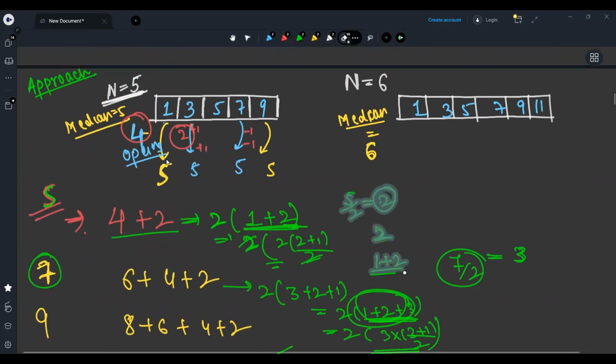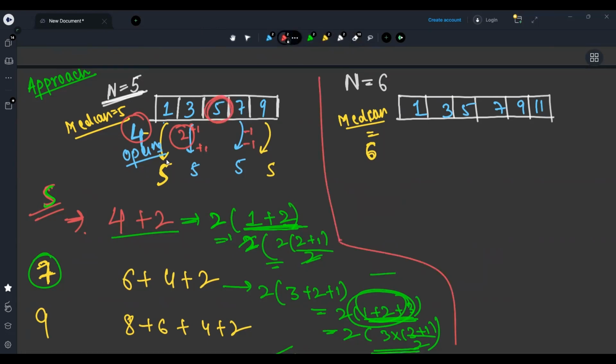Now, for even elements, let's try the formula. Why am I skipping this middle? Obviously it is already the median. 5 is already the median, so we will not touch that. Now, for this number, the median is 6. So this will reach 6. This will reach 6. It will increment, it will decrement. Obviously, we will do the same thing. This will become 5 operations.